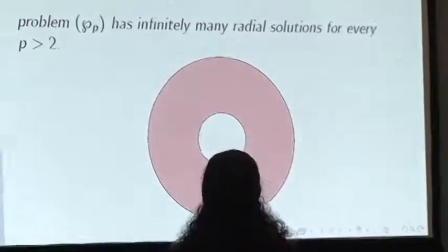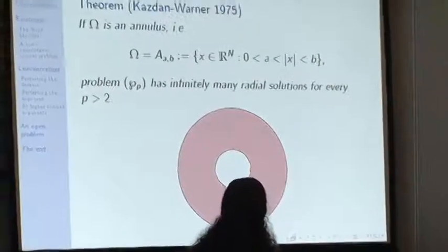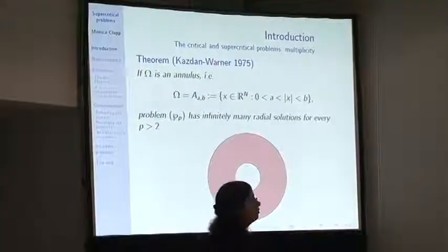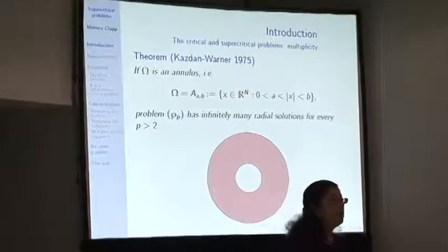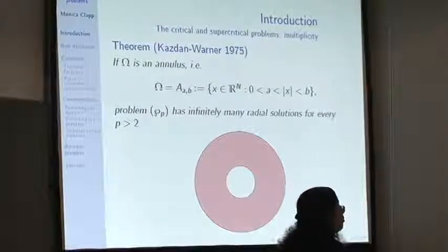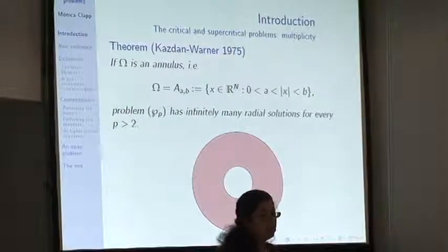On the other hand, if you take a ball and you take out of the ball a smaller ball with the same center but smaller radius, then this is called an annulus. And in an annulus, Kazdan and Warner proved that the problem has infinitely many radial solutions for every p larger than 2. So on the one hand, we have some domains where there are no solutions, and other domains where there are infinitely many.